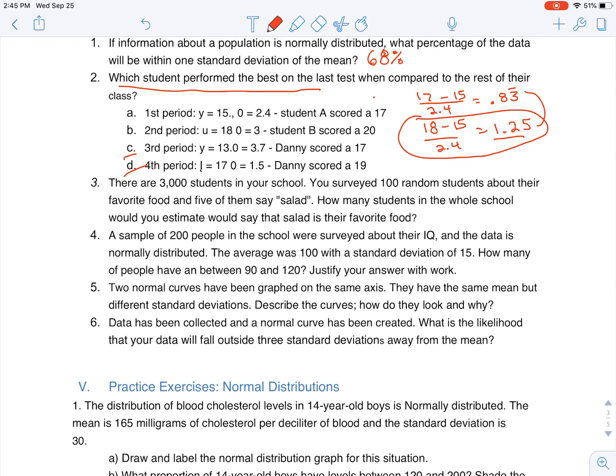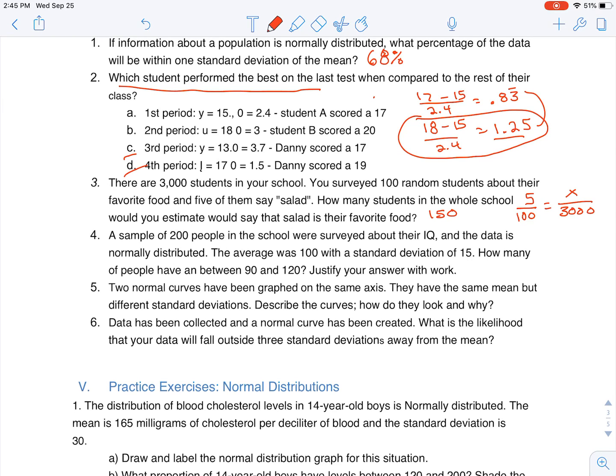Okay. So we know that 5 out of 100 like salad, and the whole school is 3,000. So I look at this problem like this, and I think we're pretty good at this. So basically, it's just 5% of 3,000, which is 150. So I'm going quick again. So when you're writing this out on the test, make sure you state 150 students.